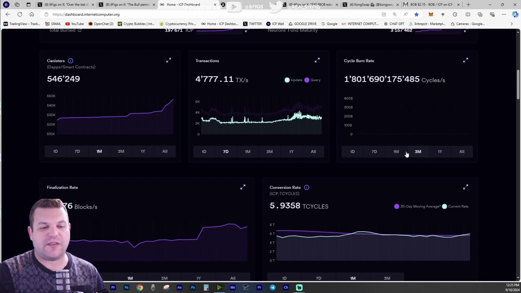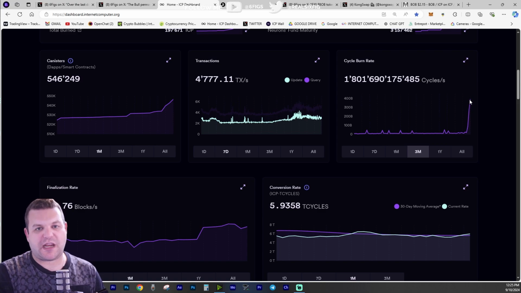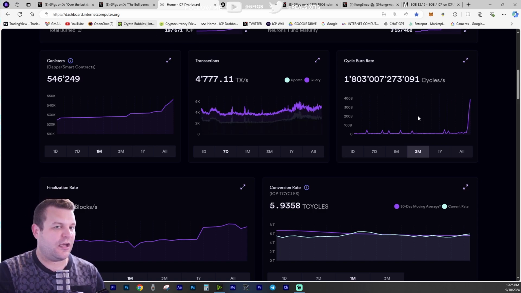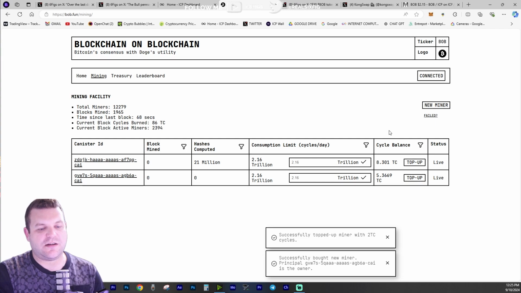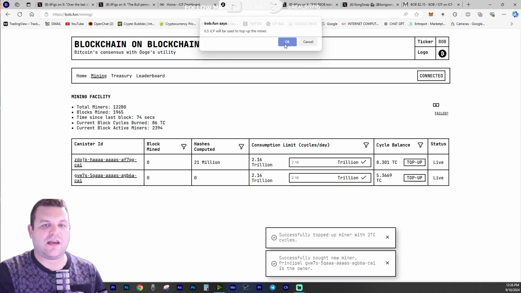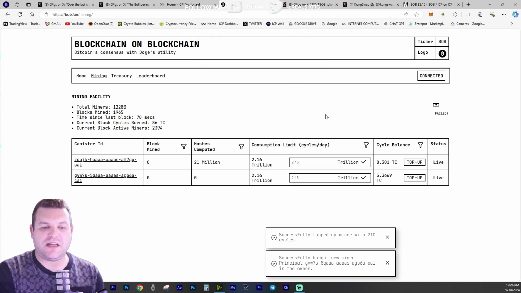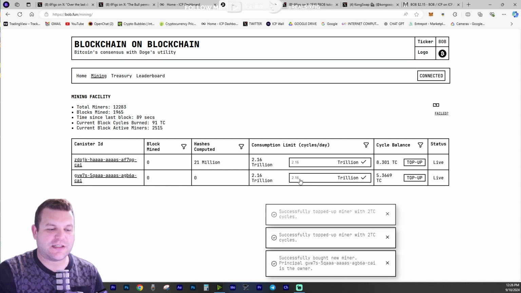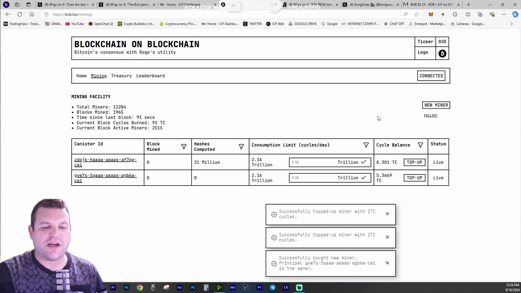And you can see how this spike is just parabolic right now. So basically, you take your cycles and you top off your canister. Once the canister, or this miner, runs out of these cycles, the canister will stop mining. So you'll have to constantly dump money into keeping this miner running. And 1 trillion cycles is roughly $1. So I could probably keep these two miners running for about $4 a day.